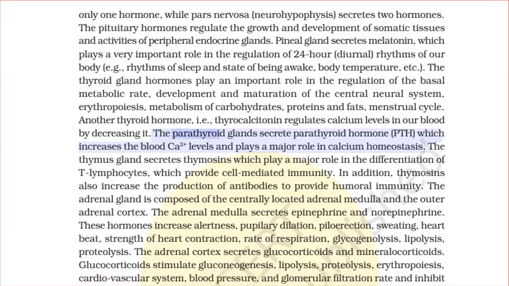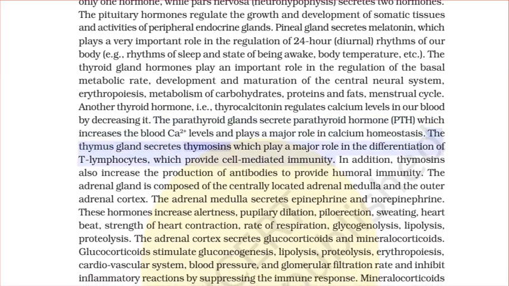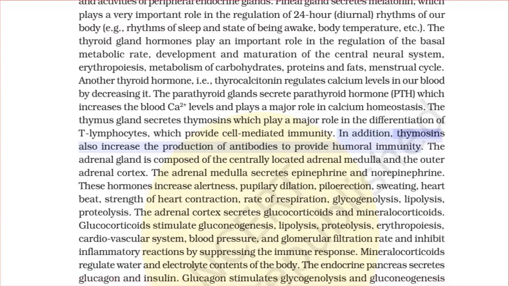The parathyroid glands secrete parathyroid hormone, PTH, which increases the blood Ca2+ ion levels and plays a major role in calcium homeostasis. The thymus gland secretes thymosins, which play a major role in the differentiation of T lymphocytes, which provide cell-mediated immunity. In addition, thymosins also increase the production of antibodies to provide humoral immunity.